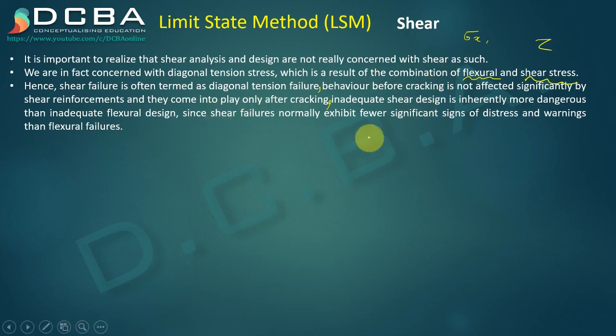It further says that if we design inadequately for shear, then that is much more dangerous as compared to flexural design, because in flexural design we have our steel which gives us an ample amount of warning before it actually fails. But in the case of shear design, it is entirely dependent on cracks going through the body of the concrete, and if a crack is able to go throughout the body of the concrete, it will fail if the shear reinforcement is not provided, or if it is inadequate.